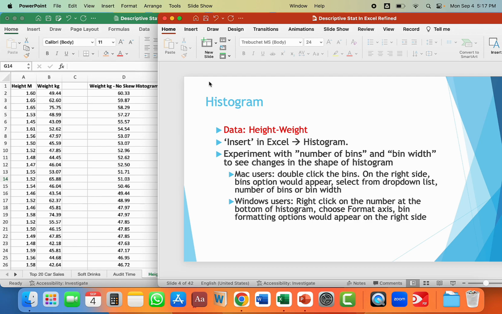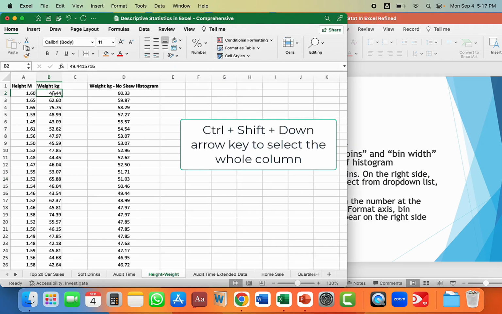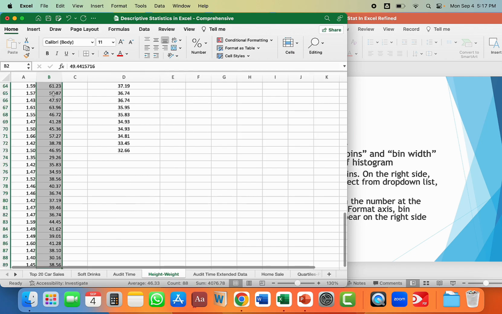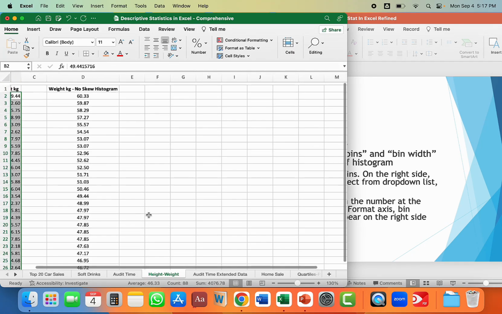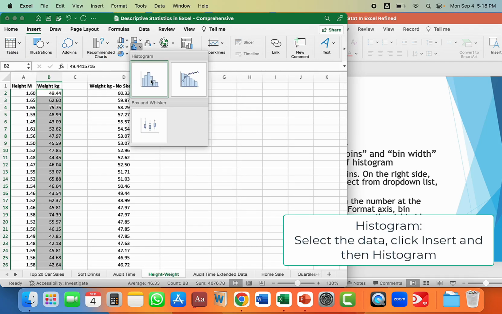But first of all, a very brief idea of histogram. Histogram describes the shape of data. If I select this data, again you can just click the top value and then press Ctrl Shift lower arrow key, and the whole column will be selected, and then click on insert and then histogram.